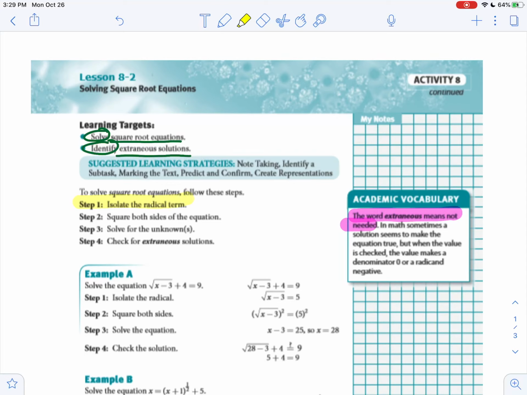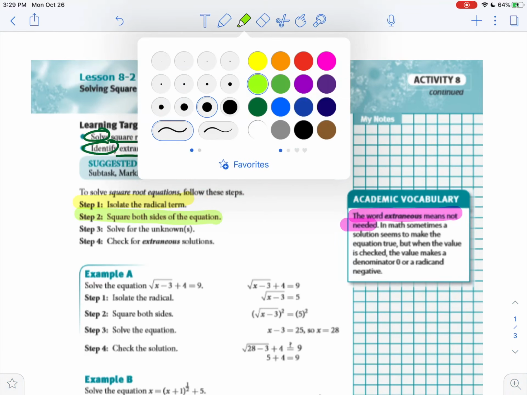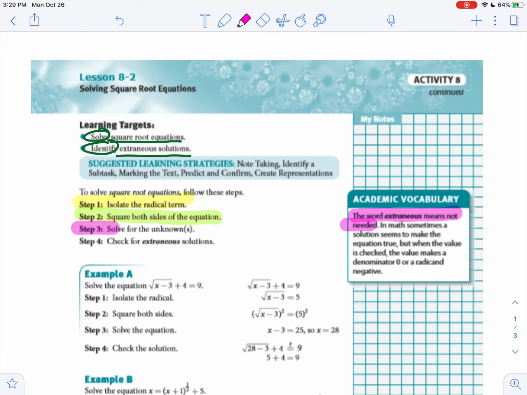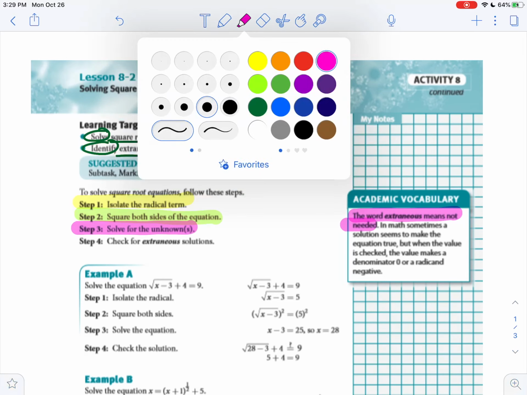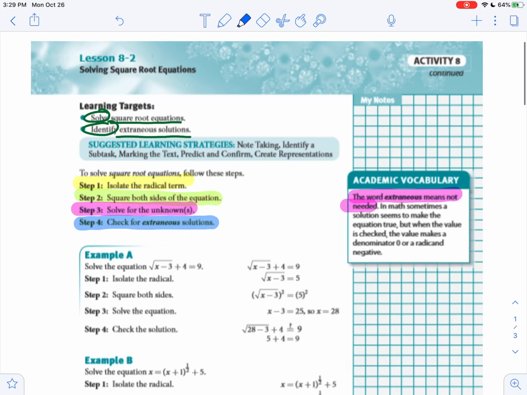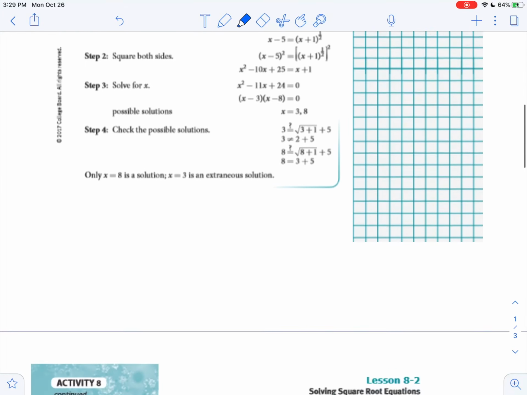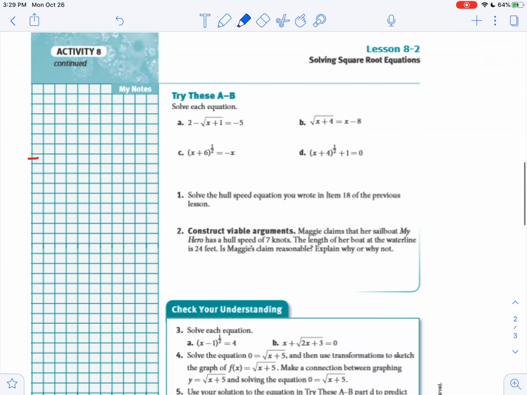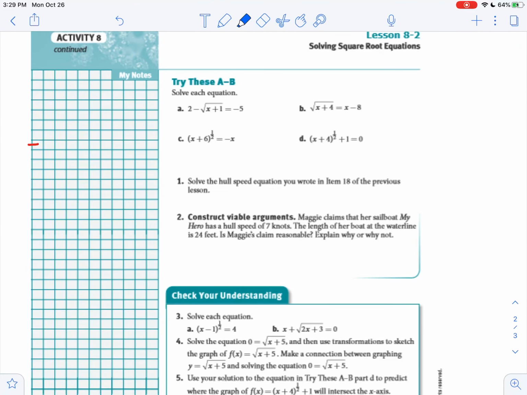So we have a 4-step process for solving our equations that contain square roots. Step 1, isolate the radical term. We want to get the radical term all by itself. Step 2 will be to square both sides of the equation. Step 3 will be to solve for the unknown. And finally, step 4 will be checking for the extraneous solutions.